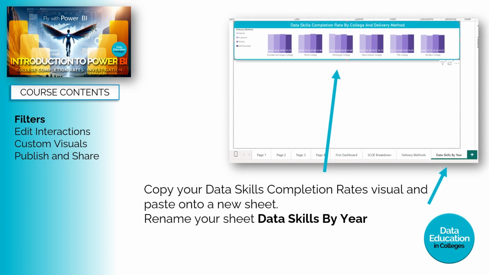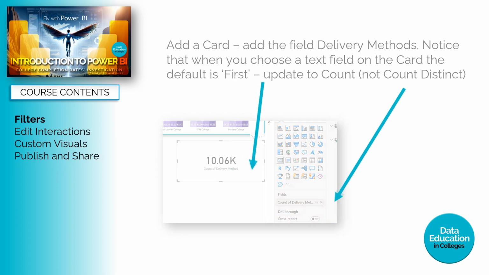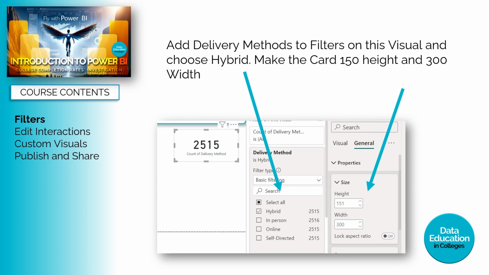Copy the data skills completion rate visual and paste onto a new sheet and rename that sheet data skills by year. Then add a card, add the field delivery methods, and you see when you choose a text field, the default is first. Change that to count, but not count distinct.